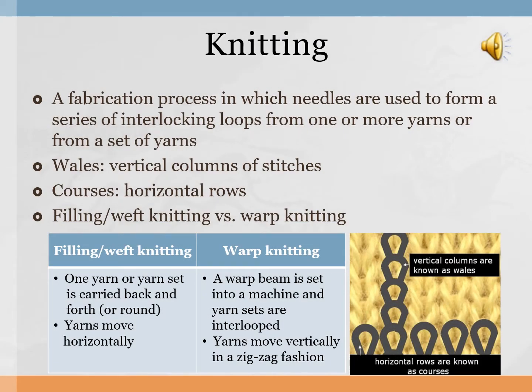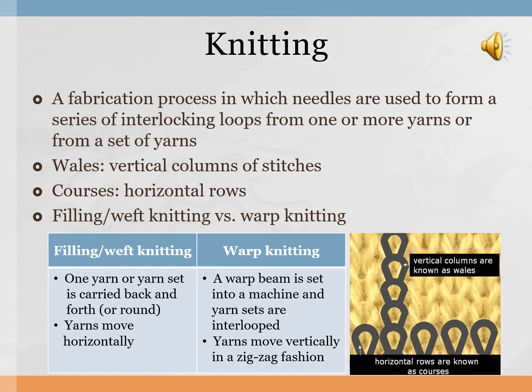So again, this week we're going to be focusing on knitting, which is a fabrication process where needles are used to form a series of interlocking loops from one or more yarns or a set of yarns. And in comparison to weaving, where we had the warp and the weft, the wales in knitting are the vertical columns of stitches, and the courses are the horizontal rows. So you can think of it in terms of the vertical and the horizontal lines.